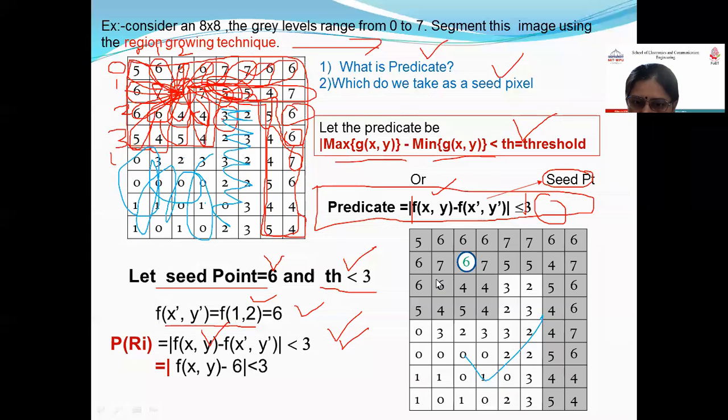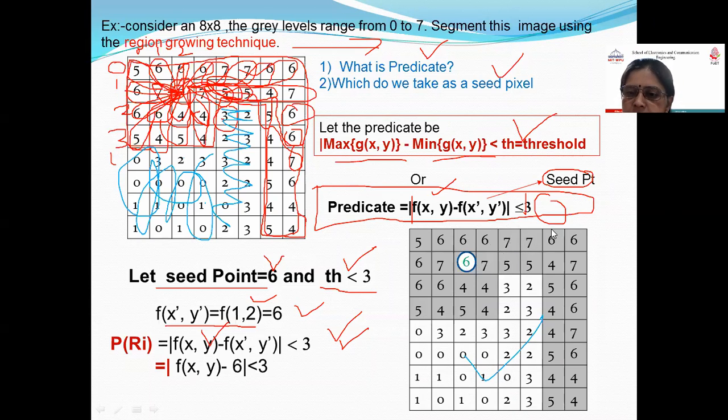Then we consider this as neighbor and we check for the neighbors. Then we get these pixels in the same group. Then we go to this next pixel and we check its neighbors. Again, we add the neighbors to the same group. Now this becomes our new seed. Again, we compare it, we add it to the same region.